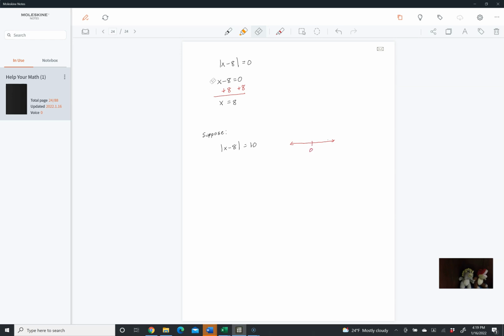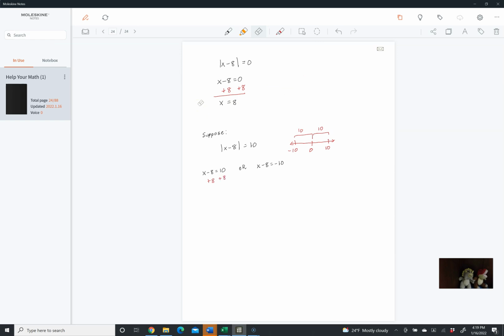Here's 0, here's 10, and here's negative 10. This is 10 units from 0 here, and this is 10 units from 0 here. So it would be correct to say that either x minus 8 is equal to 10, or x minus 8 is equal to negative 10. Both would be correct because in both cases, the distance from 0 is 10. And we could just go through and solve both of these equations.